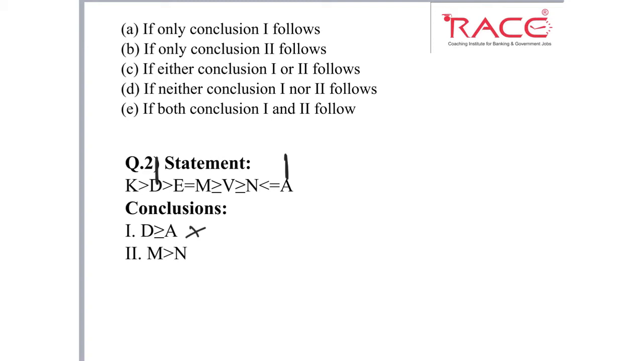Now we will check the second, m greater than n. So where is m? Here we have m, and where do we have n? Here. First we will check whether there is any opposite sign. No, there is no opposite sign. Now we have a single type of sign here, that is greater than equal to. So what would be the conclusion? M greater than equal to n. But what they are asking here is m greater than n, which is not the same. So this conclusion also does not follow.